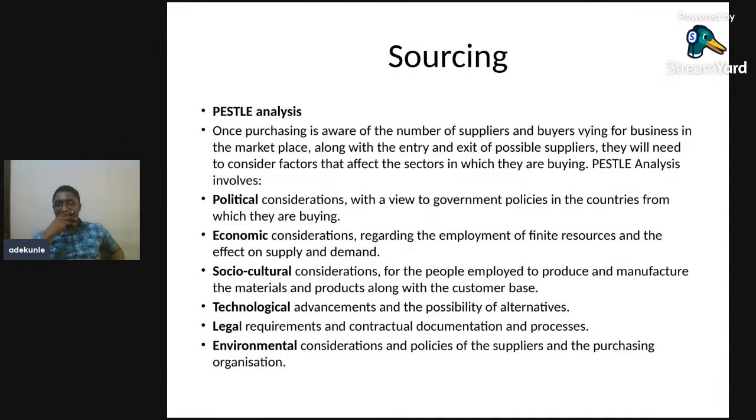Like the PESTLE analysis, for example, you talk about political consideration with a view of government and policies in the countries from which you are buying. Let's say, for example, imagine your major raw material is coming from Russia, and the major currency we use for international trade is the dollar. With the sanctions placed on Russia, most countries that get their raw material from Russia will find it incredibly difficult to source product from Russia because of the political embargo that has been laid.